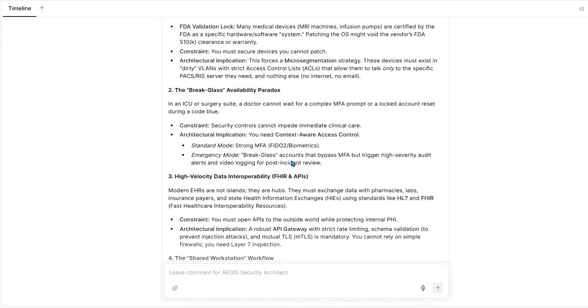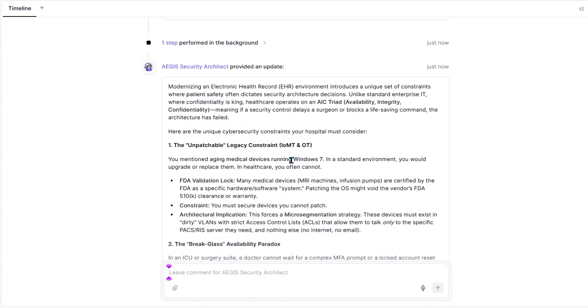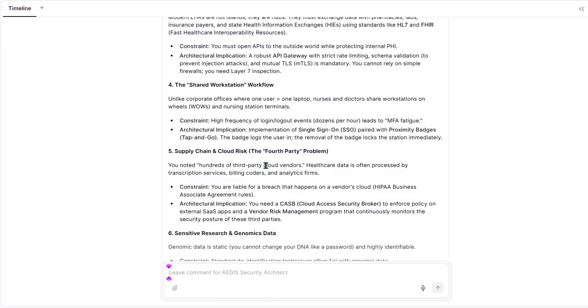And I hope this first question exposes the constraints, how the AEGIS Security Architect could help in identifying constraints when building a security architectural design. So we're going to move to our next question. Our next question is going to show how these constraints affect the architecture design for EHR, telehealth, plus medical devices.